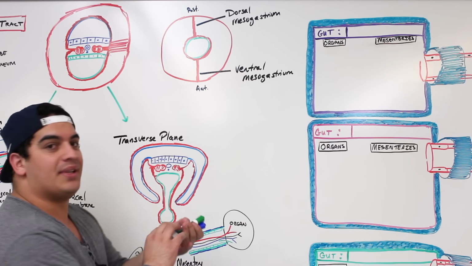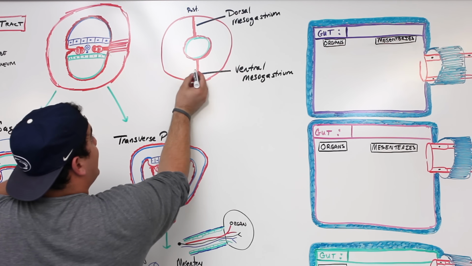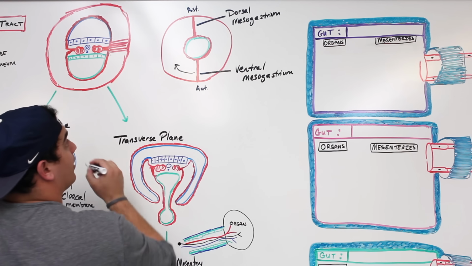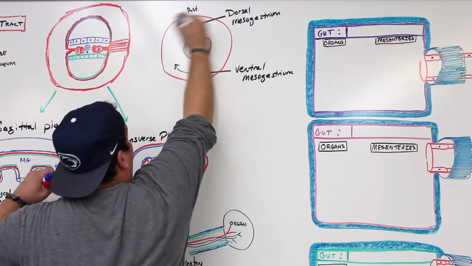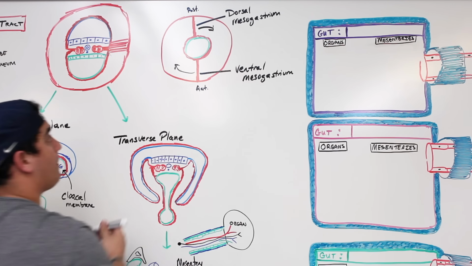Now, what happens is, during this development, the anterior portion, where the ventral mesogastrium is, is going to start turning. And it's going to go clockwise. So there's going to be a clockwise rotation. And then this is going to start turning.